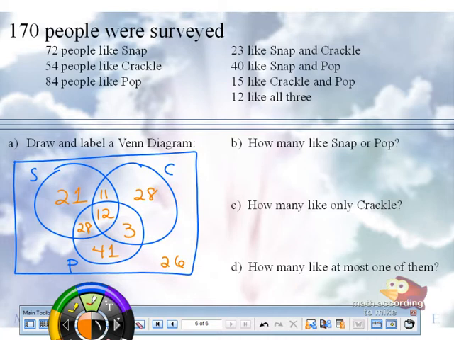It's okay. If part A is incorrect, there goes the rest of it. So part B, how many like snap or pop? Well, you're going to add up the numbers in the snap circle and the numbers in the pop circle. Now, please, on the test and your worksheet, show your work. Tell me what numbers you're adding together. So what numbers are we adding together here?